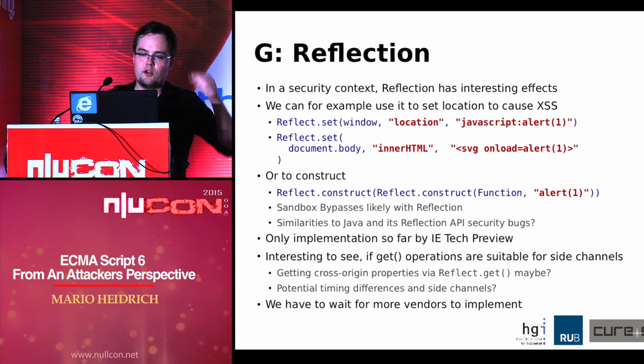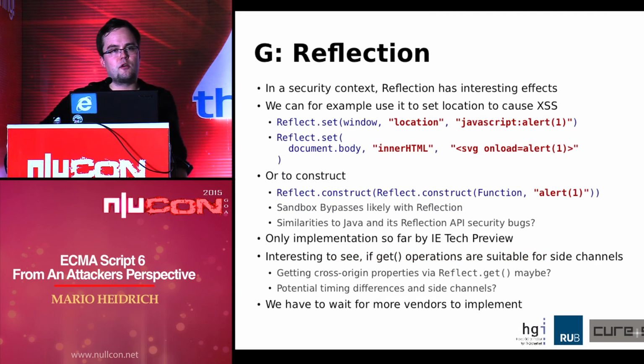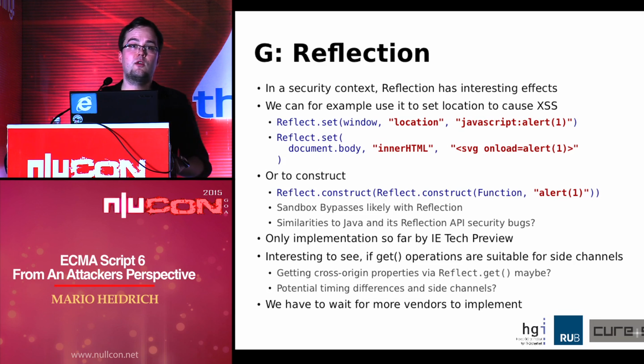So if you, for example, want to use Reflect on Internet Explorer to execute arbitrary code, you could use the Reflect.set API and say Reflect.set, then window, then you want to reflect on location, and you want to set location to javascript:alert(1). So all of a sudden you realize you have yet another eval sink thanks to the Reflection API.